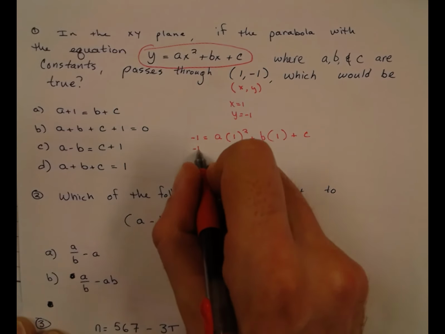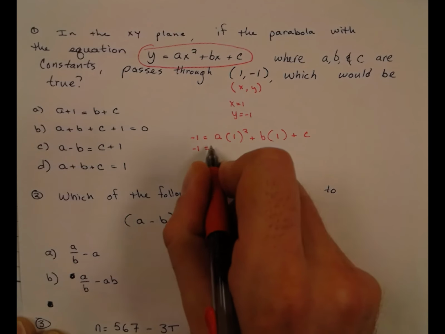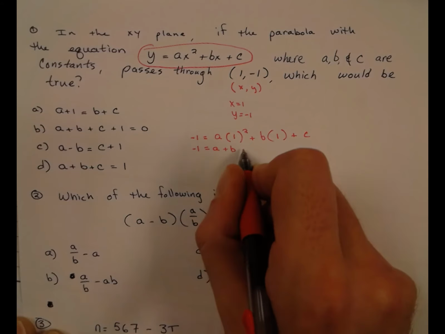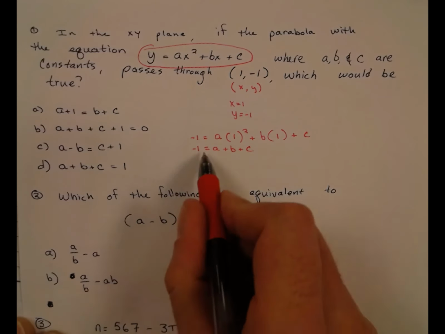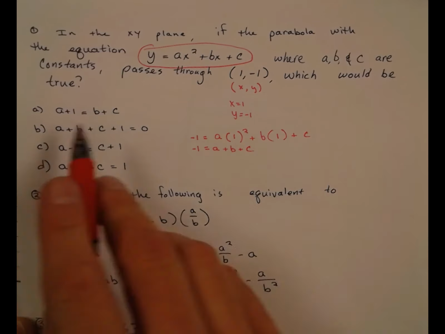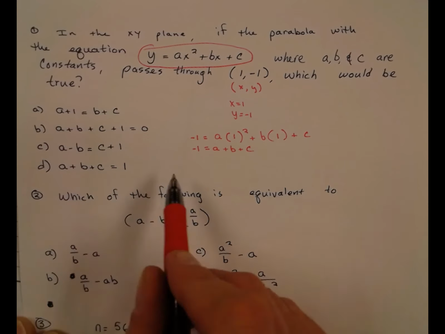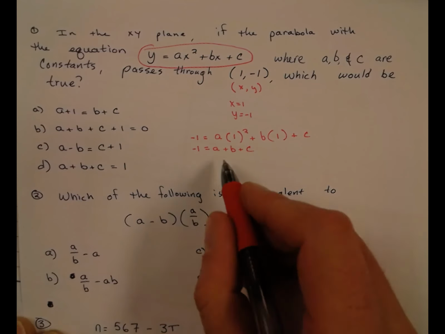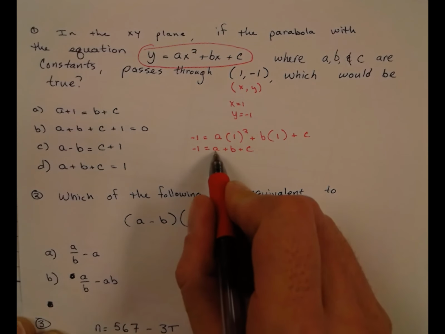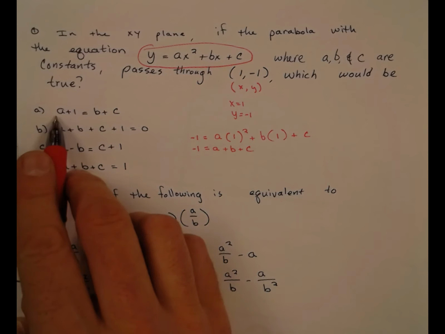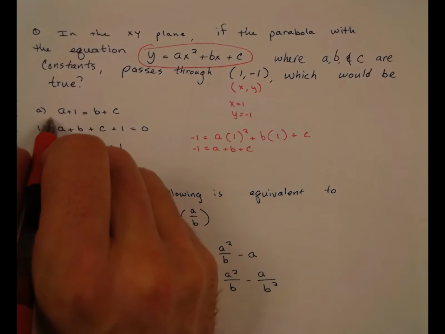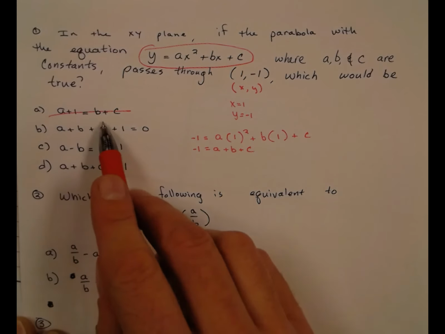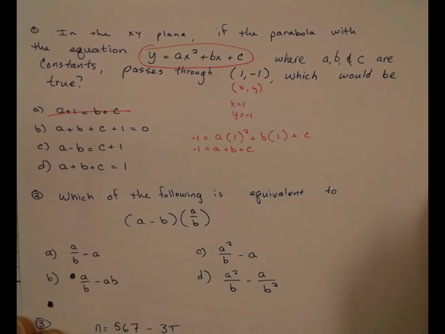So negative 1, nothing I can do with that. 1 squared is 1, 1 times a is a, 1 times b is b, and c is by itself. So here is a simplified version of this equation, and we just need to see which one of these is true. This first one has b plus c on one side, so how would I get b plus c alone? I would subtract a from both sides. That is a positive a, so that is not it. I'd have negative a minus 1 equals b plus c, so that's not true.